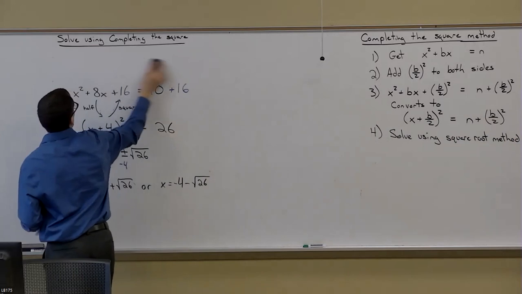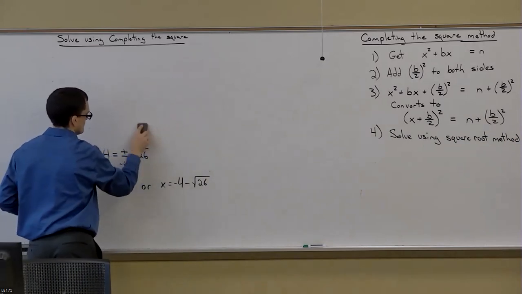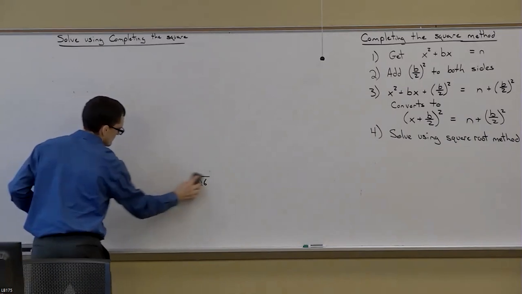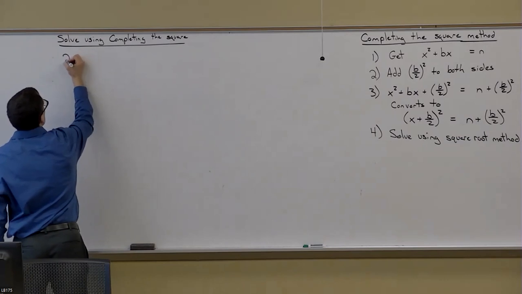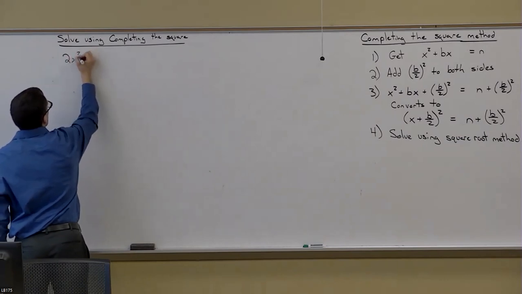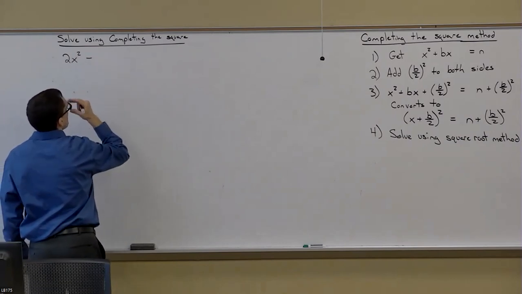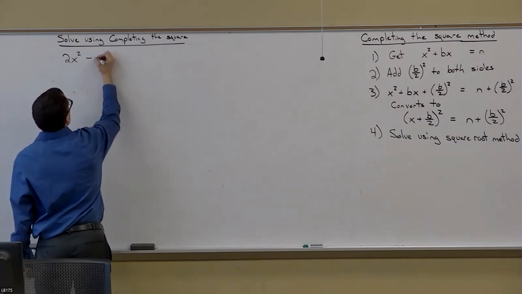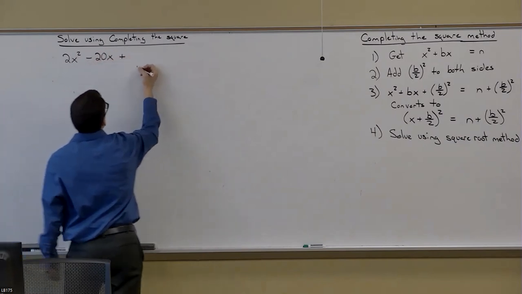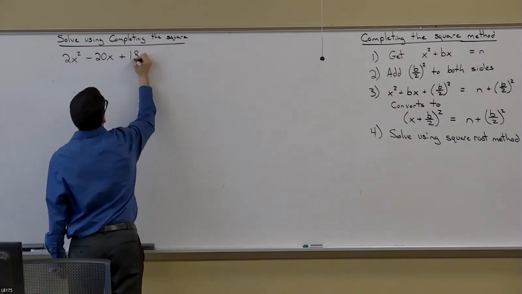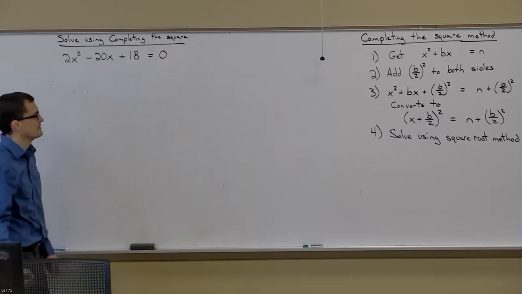Let me do one more, completing the square. This will be the last. Let's say I have 2x squared minus 20x plus 18 set equal to 0.